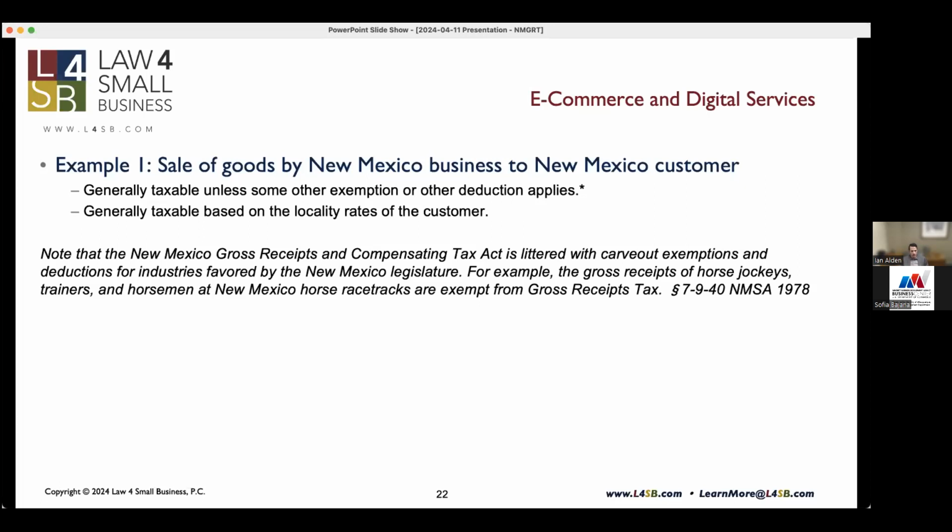So really, before you pay taxes, I would recommend consulting with a CPA to see if some industry-specific exemption or deduction applies. I'm going to assume for purposes of this presentation that none apply, but you never know until you ask someone. But generally, if you're in New Mexico selling to someone in New Mexico, that's an obvious example of a taxable transaction.